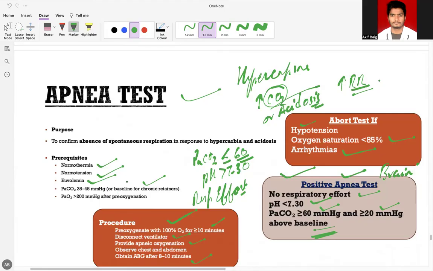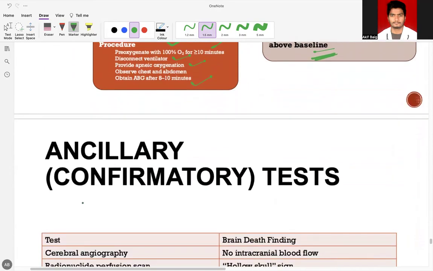Or if the baseline is not known, you can keep some PaCO2 value for his age and check that baseline PaCO2, and then after 10 minutes on ABG, if it has increased by more than 20, that means the patient has a positive apnea test. And after pre-oxygenation, PaO2 should be more than 200.